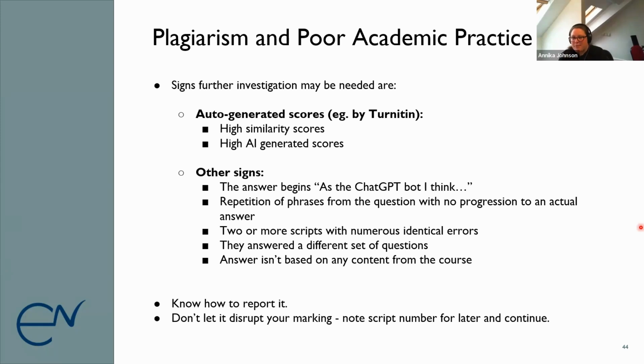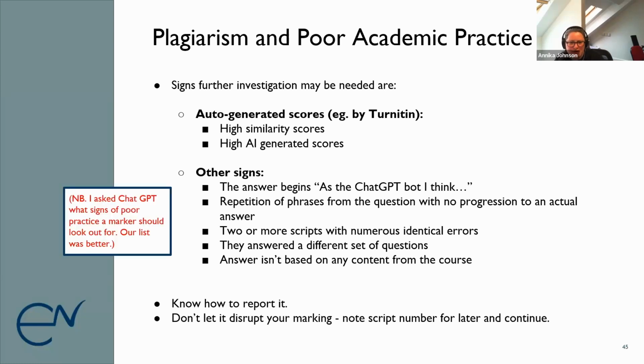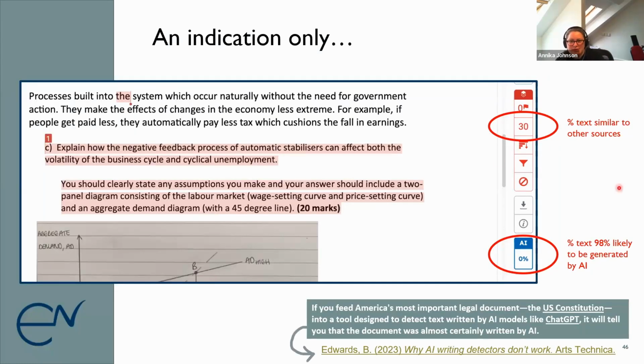So things you might pick up. If you're marking online, you might pick up things in Turnitin, for example. You might have high similarity scores or high AI scores. So that might look a little bit like this. This is from one of my assignments.